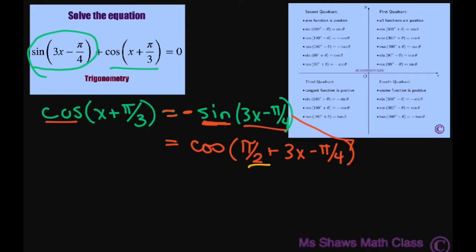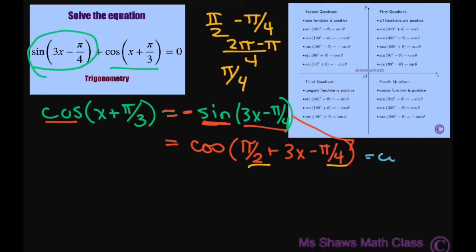Now, let's add these two up. So you get π/2 − π/4. And the common denominator is 4, so that's going to be 2π − π, so that's going to be positive π/4. Therefore, this is going to equal cosine of (3x + π/4). All right, so now we have it all nice where we can solve this.